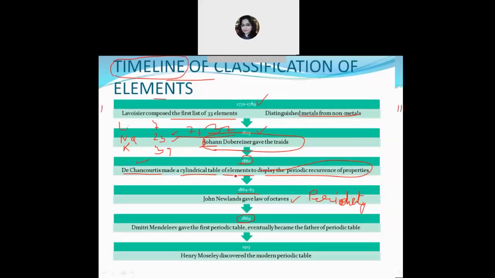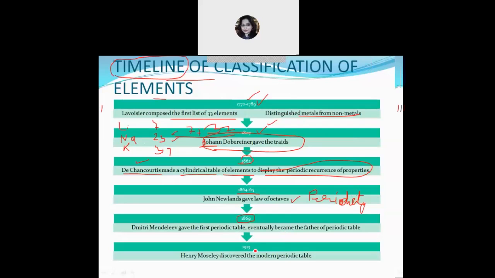All right. So we can say that Lavoisier, after that Dobereiner, initiated the study of periodic relationships, but it was Mendeleev who was responsible for publishing the first periodic law. So according to Mendeleev, the properties of elements are a periodic function of their atomic weights. All right. So about this we will study later. Just have a quick review of this first.